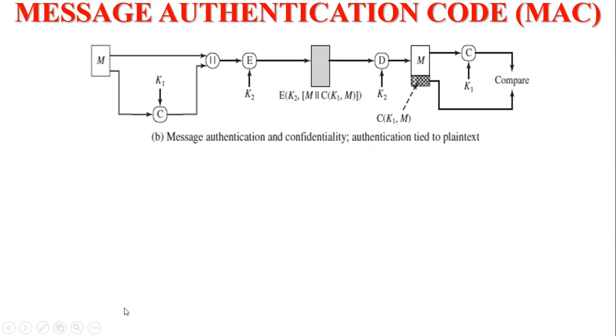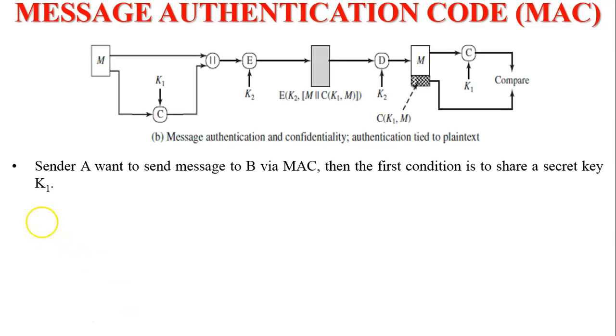Second one: sender A wants to send a message to B via MAC. Then the first condition is to share a secret key K1. Now in this figure you can see that this MAC is generated using K1. Here also, on the receiver side, the MAC is generated with the help of key K1.